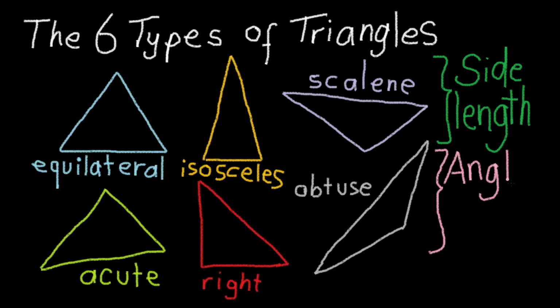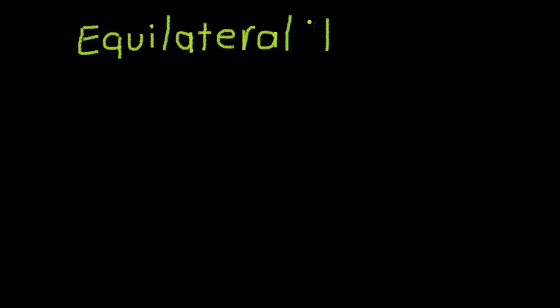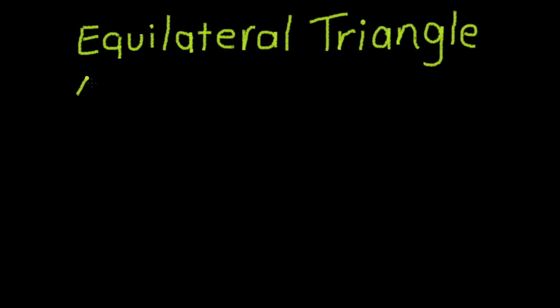Triangles are classified in 2 ways, by side length and by angle measure. Let's first take a look at the types of triangles based on side length. The most straightforward type of triangle is the equilateral triangle. An equilateral triangle has 3 equal sides.